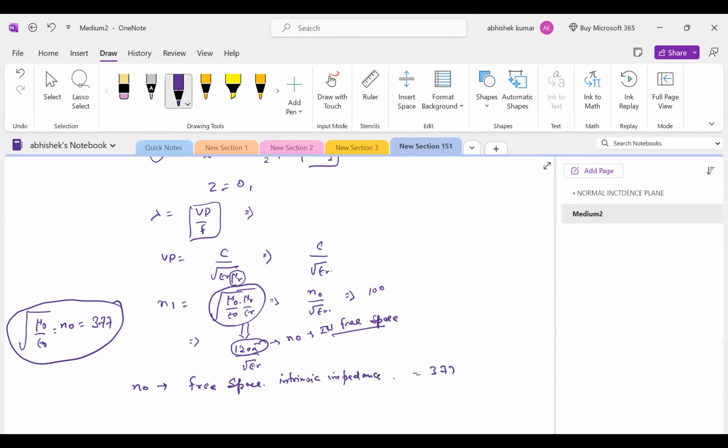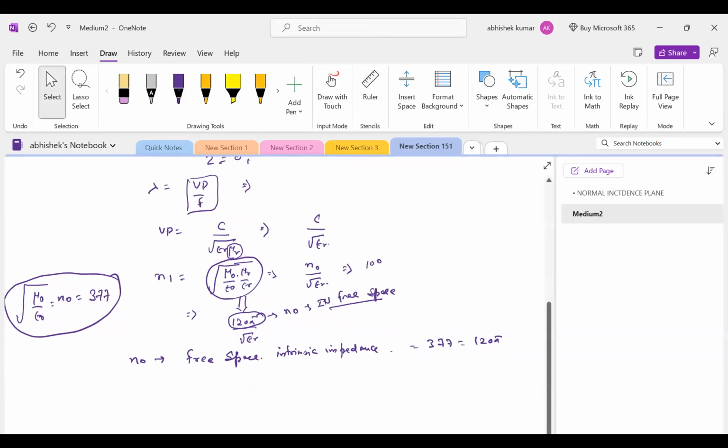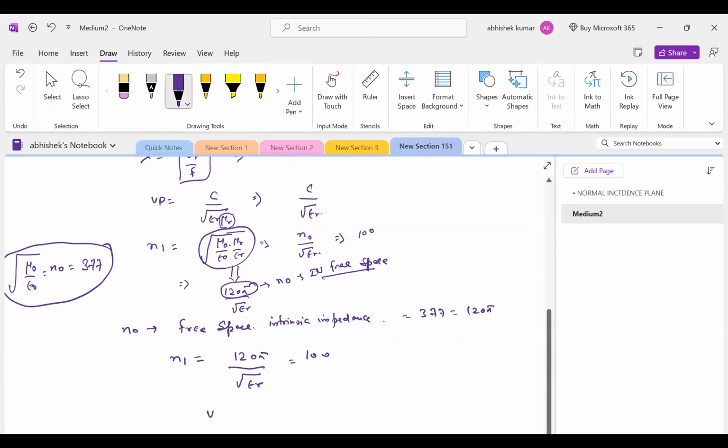That is equal to 377 or 120 pi. Both are equal. In many places you will get 377, in many places 120 pi. So basically your N1 is nothing but 120 pi divided by the square root of epsilon r, and that is equal to 100. From here we can get the epsilon r value.